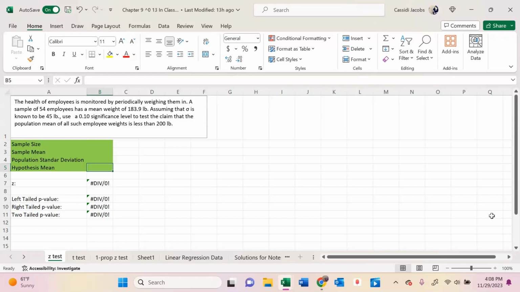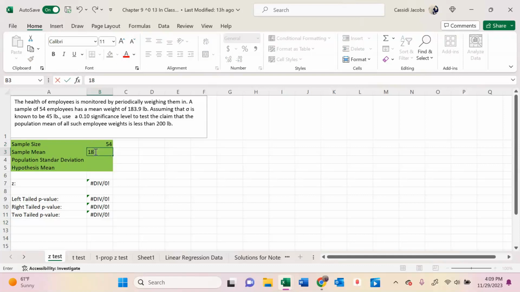So the health of employees is monitored by periodically weighing them. A sample of 54 employees has a mean weight of 183.9 pounds. Assume that the population standard deviation is known to be 45 pounds. Use a 0.10 significance level to test the claim that the population mean of all such employees' weight is less than 200 pounds. So again, you're just filling in the green, and then you're going to get some outputs given to you. So our sample size here was 54 employees.